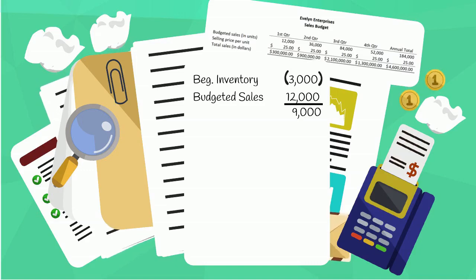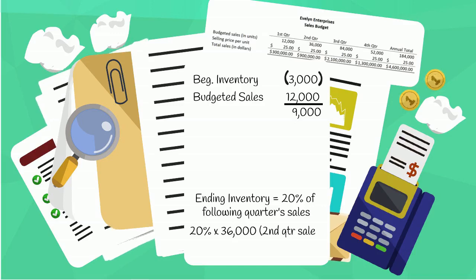However, the company also wants to go ahead and make a percentage of the following quarter's budgeted sales units to have on hand before that quarter starts. That way, customers won't have to wait on production to get the products. The company wants to have 20% of the following quarter's budgeted sales left over in ending inventory at the end of the current quarter. For the first quarter, this means the company wants 7,200 units left in ending inventory at the end of the first quarter.